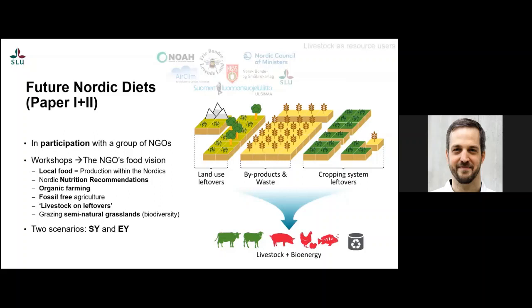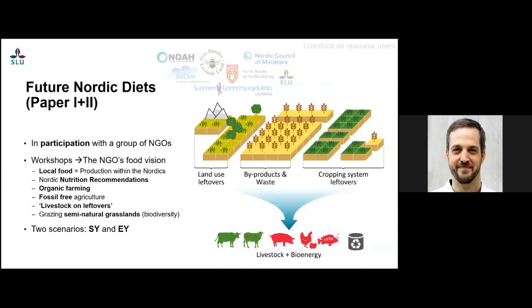And the food vision as sketched out by the NGOs was one of local food production, where the majority of food is produced within the Nordic region. The scenarios should also aim for diets that meet Nordic nutrition recommendations. And all food production within the Nordic region should be produced with organic farming. Agriculture should also in the scenarios be fossil-free. And here we relied on some biomass from the agricultural systems to be used for bioenergy production to cover all the on-farm energy needs. And livestock should be limited strictly to leftover resources.